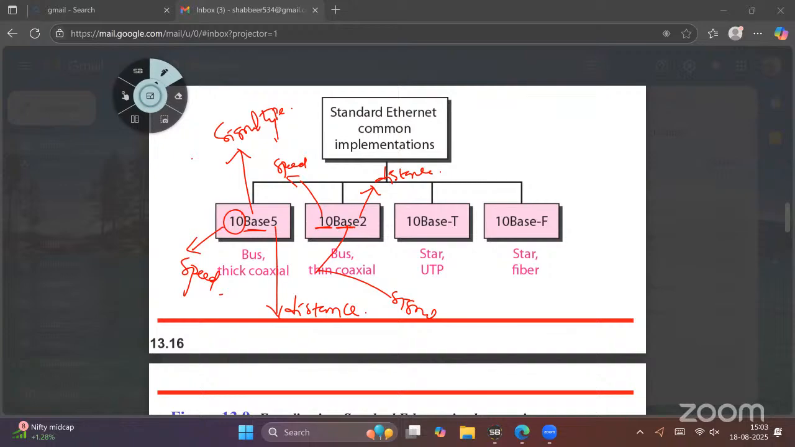How many does the transmission media? 3? 3. Hold on. Transmission media, there are 2 categories. How many categories? 2 categories. What are the 2 categories?